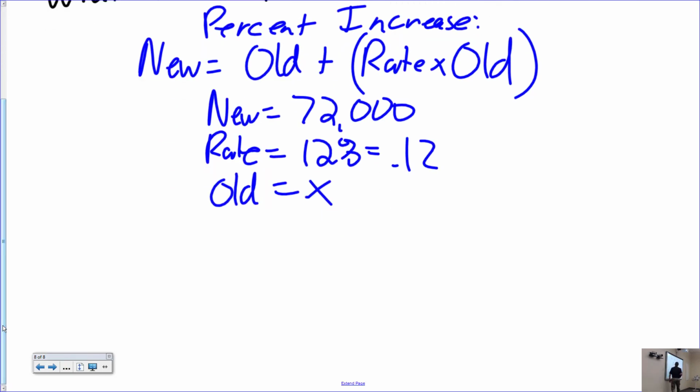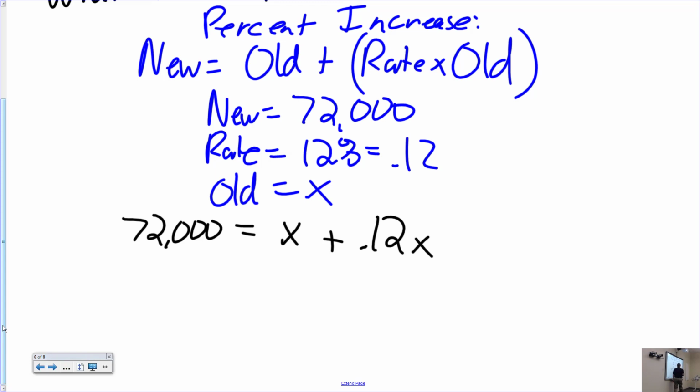And sorry I switched to blue. I'll switch back to black. And the cool thing about it is that you can take that and plug it right back into the equation. And what equation do I get then? I take 72,000 equals old. What is old? X. Plus rate times old, 0.12 times X.